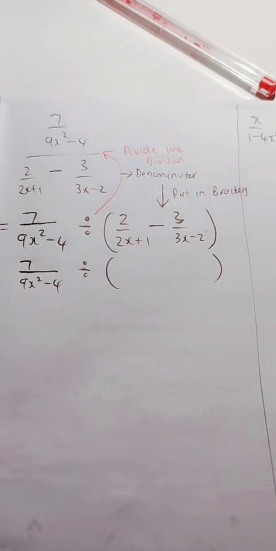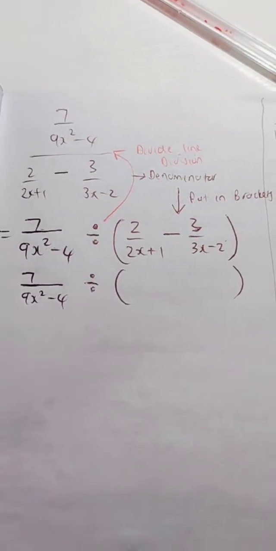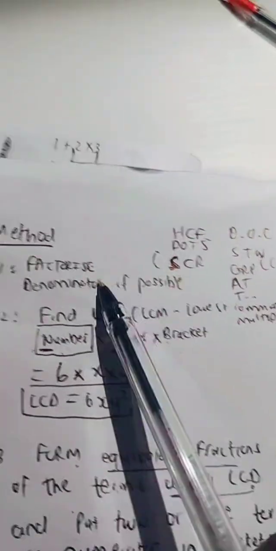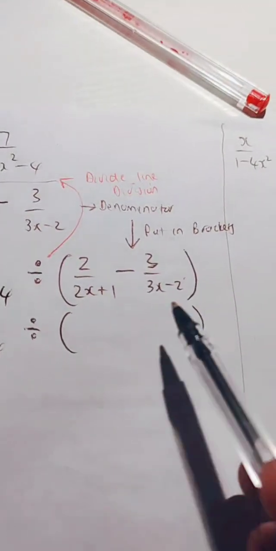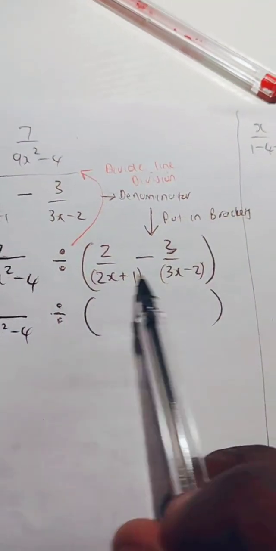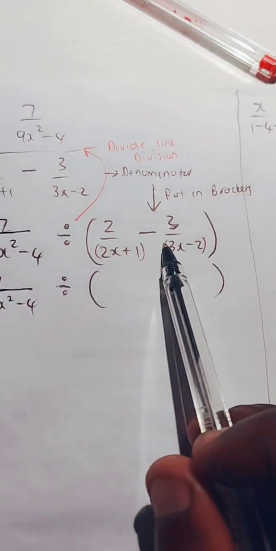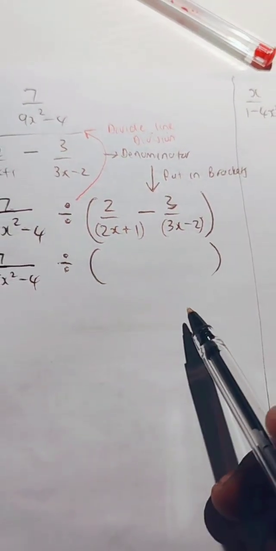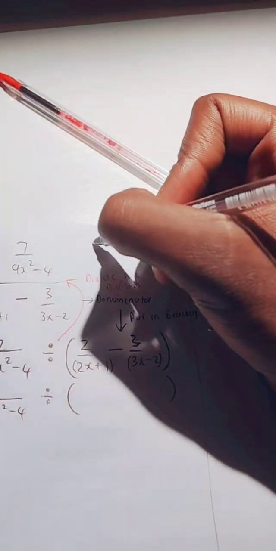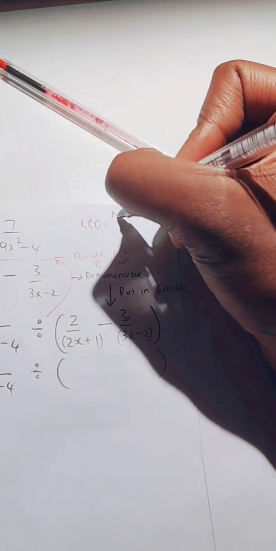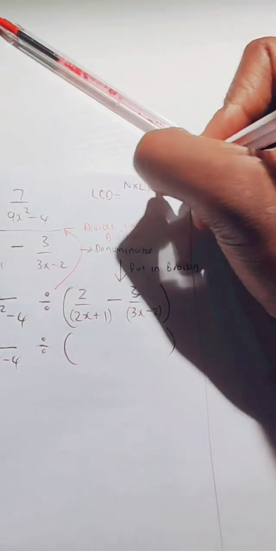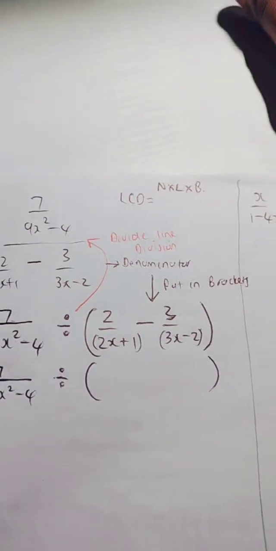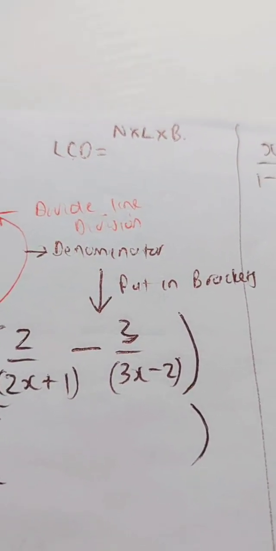So what are the steps for addition and subtraction of fractions? Step number 1, factorize the denominator if possible, apply the sign change rule and all of those things. So here factorization will simply be us writing these two in brackets to show that a highest common factor of 1 has been taken out. Step number 2, we write down the LCD according to our number times the lowest common factor letter times the bracket which has the highest exponent.